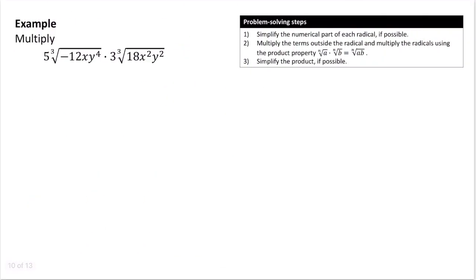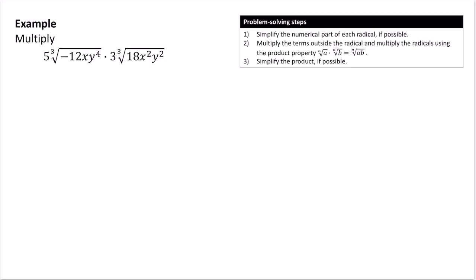So now let's try this problem. So this is working with cube roots, but even though it's a cube root, the idea is still the same. So we're going to still simplify whatever we can. So if I look at 12, is there a cube root that I can divide out of 12? No. And then 18 doesn't have a cube that I can divide out either. So I'm just going to leave these as is, and I'm going to go ahead and multiply.